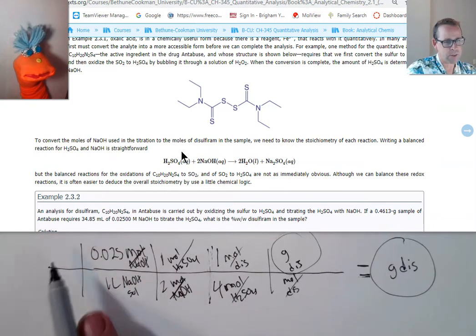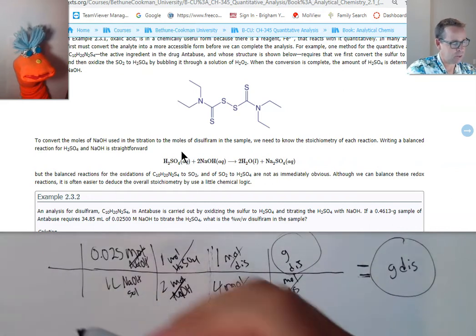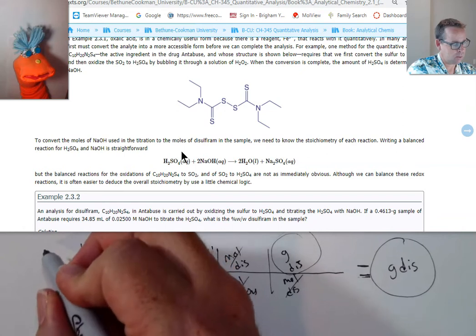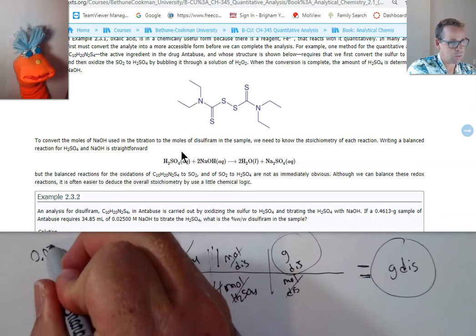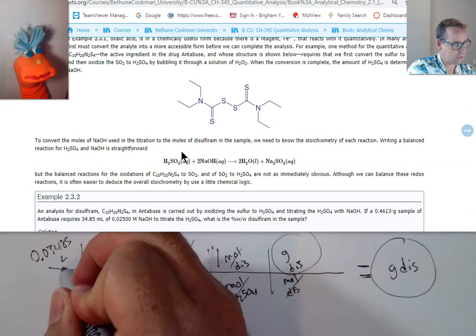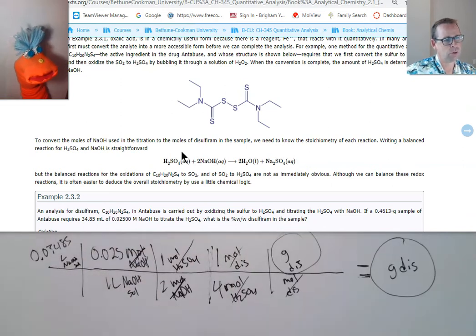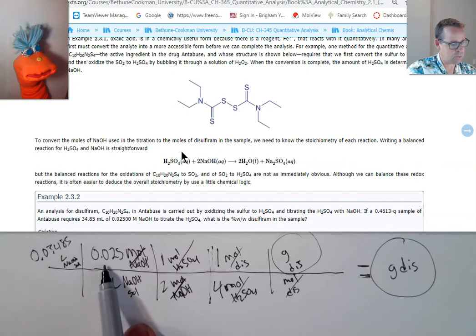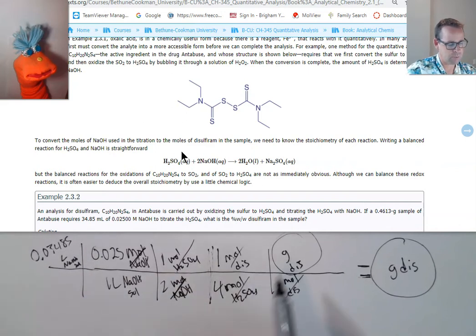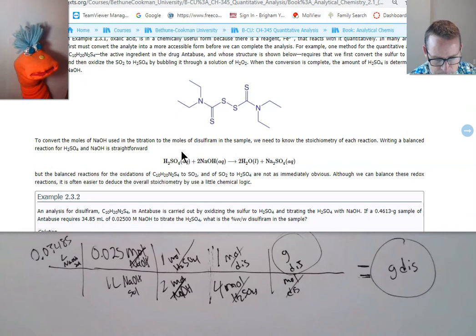Can we do it on the back door? Is that okay? I could put it over here. It's not a big deal. But if I do it on the back door, it just looks a little bit nicer. Maybe I even do the conversion in my head. So I have 0.03485 liters of the NaOH solution. Is that okay? Okay, good. So 0.03485 times the moles of sodium hydroxide divided by 2 divided by 4. Oh, we need to know the grams per mole of disulfiram. What's the molar mass of disulfiram?